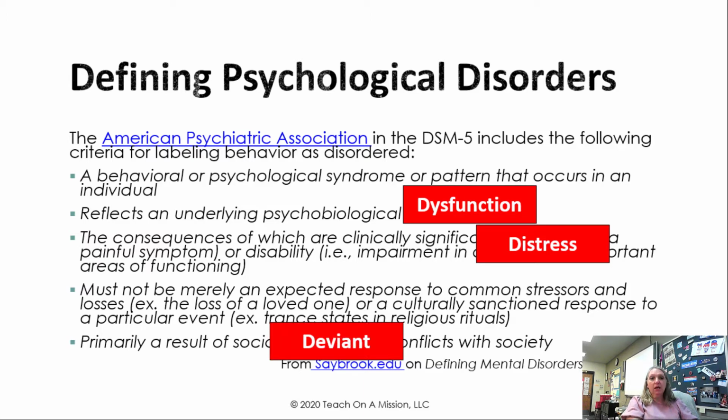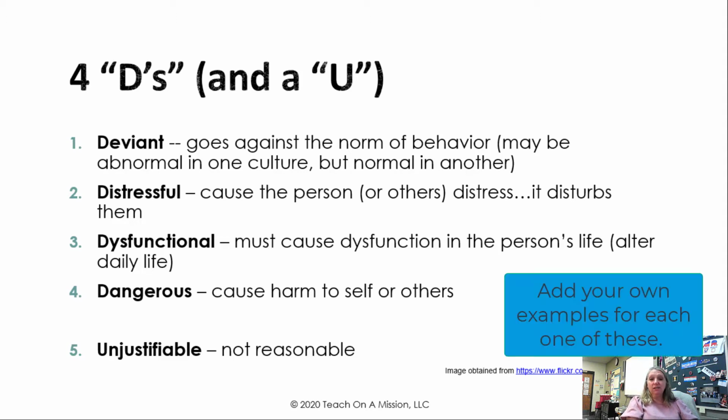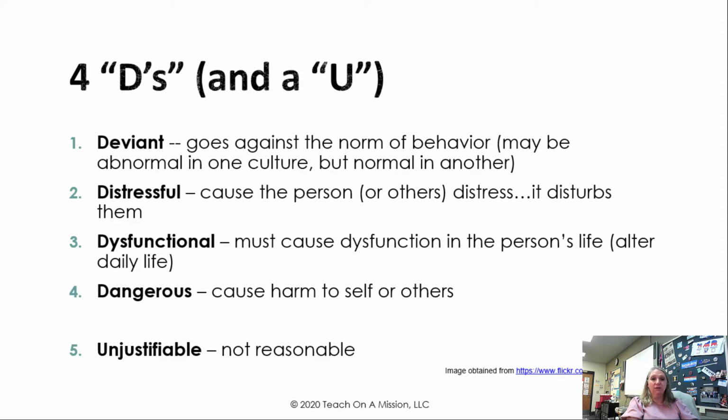So here, when we look at whether or not we're going to define something as a disorder, we have to look at the dysfunction that is being presented, the distress, and then is it deviant. So this I do want you to write down, the 4 D's and a U. So deviant, you need to understand that it goes against the norm of a behavior. It may be abnormal in one culture, but normal in another. But if you're in the culture that views it as abnormal, then it will be seen as a deviant behavior.